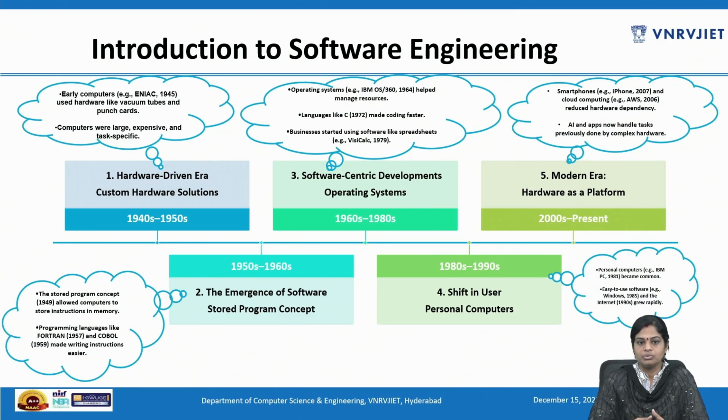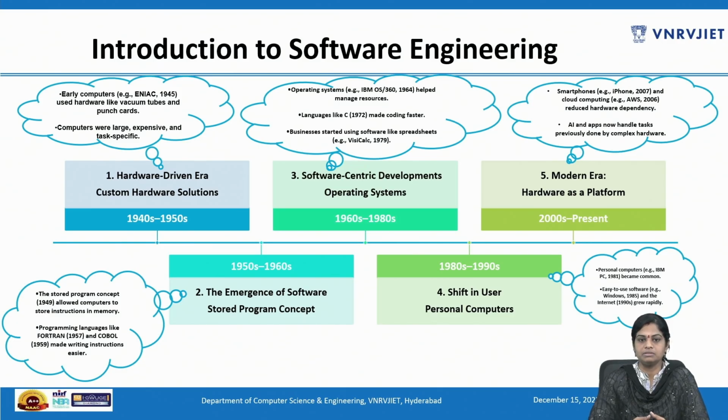The next era, the second point, is the emergence of software and the stored program concept. In 1949, the stored program concept came into picture, which allowed computers to store instructions in their memory, which they would then execute. Slowly the programming languages came into picture: Fortran in 1957 and COBOL in 1959, and these made writing instructions easier. Like we started adapting to programming languages, if I put it in simple words.